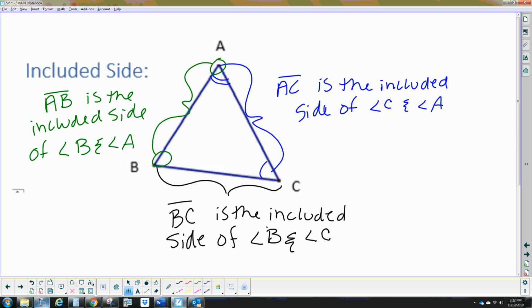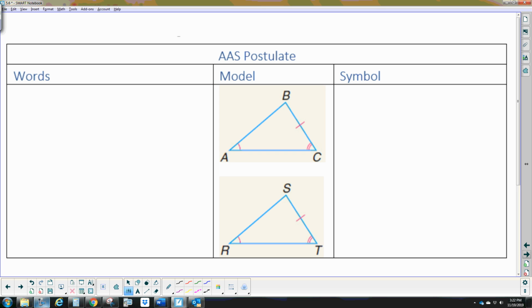Now the second postulate that we're looking at in this lesson is the angle angle side postulate. And this angle angle side postulate does not deal with included sides or angles. Okay, so here we can say if two angles and a non-included side of one triangle are congruent to the two corresponding angles and non-included side of another triangle, then the triangles are congruent.